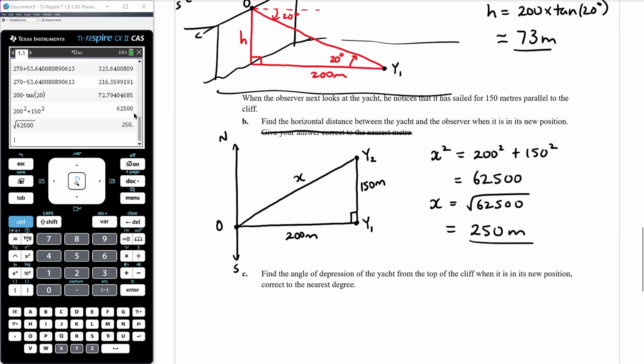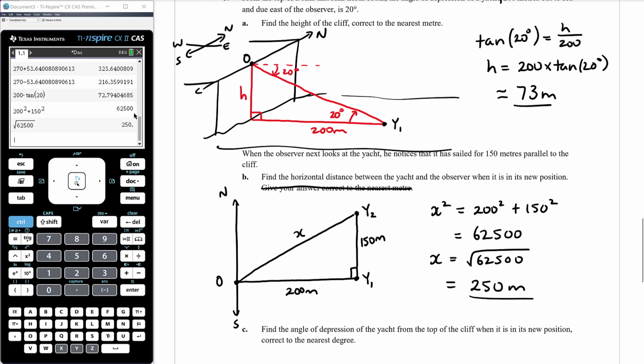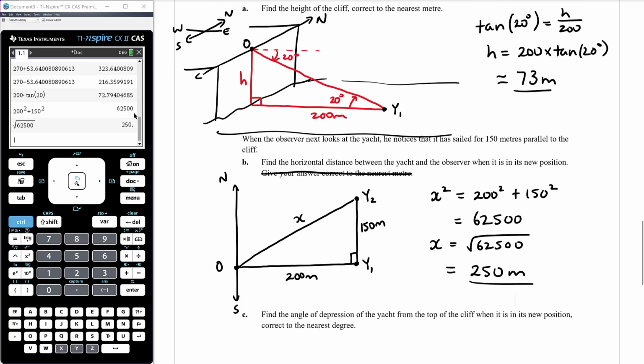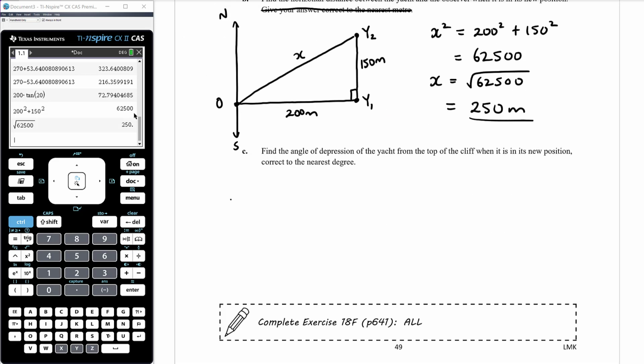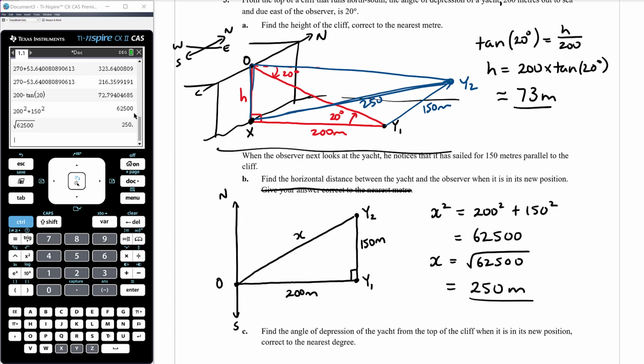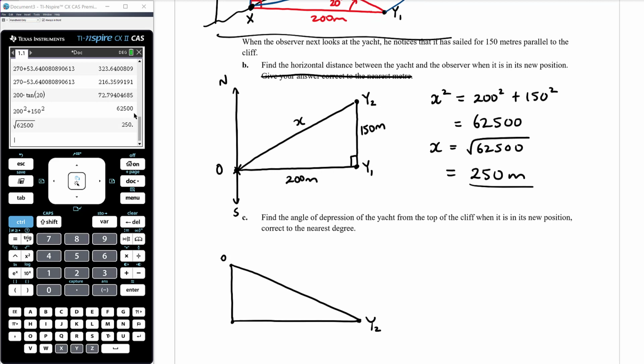Okay, find the angle of depression of the yacht from the top of the cliff when it's in its new position. Okay, so now we need to combine together these two diagrams, because the vertical is now important. So remember, the yacht's now sailed up here by 150 meters. It's now here at position 2. And we know that that horizontal distance there is 250 meters, and we want the angle of depression. So we want to think about a vertical triangle there. We're now going to have our observer at the top of the cliff, the base of the cliff, which we haven't given a name, to yacht 2. Let's call that point x. So in the bird's eye view diagram, O and X are the same position, because they're on top of each other.